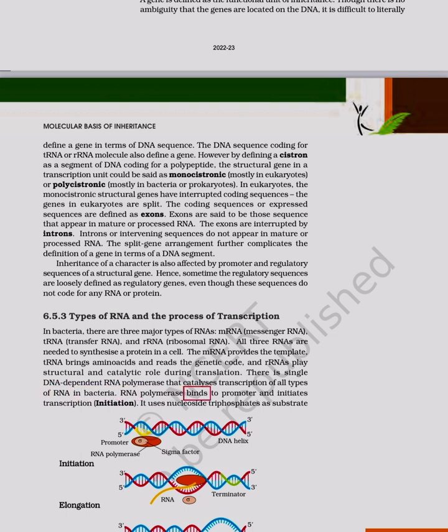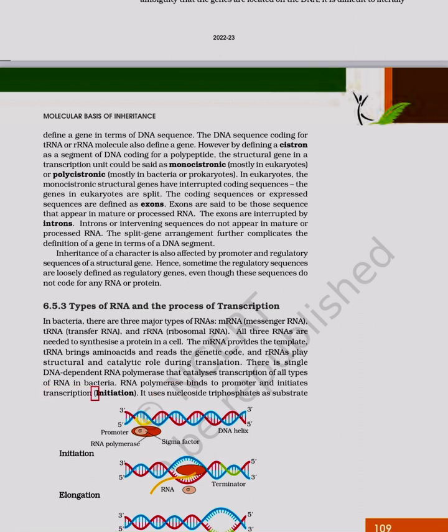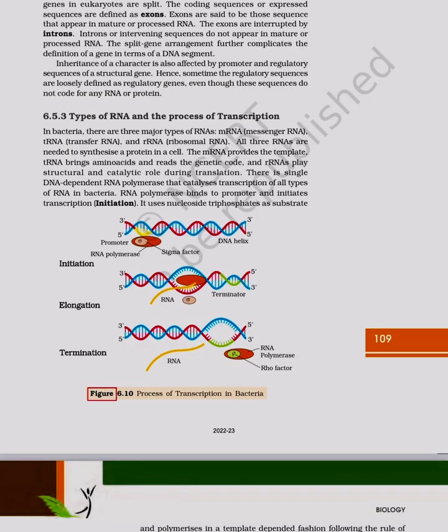RNA polymerase binds to the promoter and initiates transcription. This is called initiation. It uses nucleoside triphosphates as substrate. Figure 6.10 Process of transcription in bacteria.